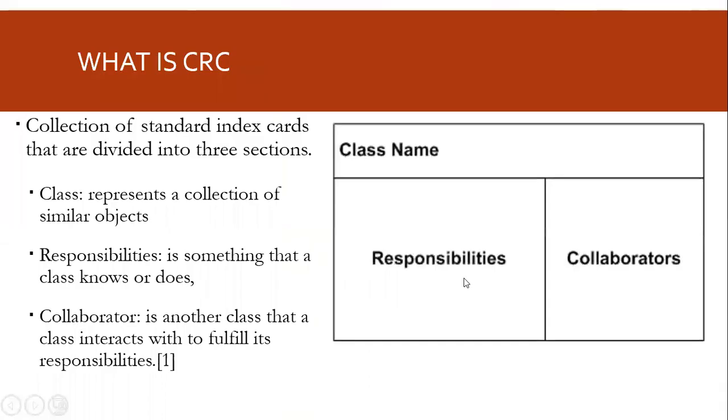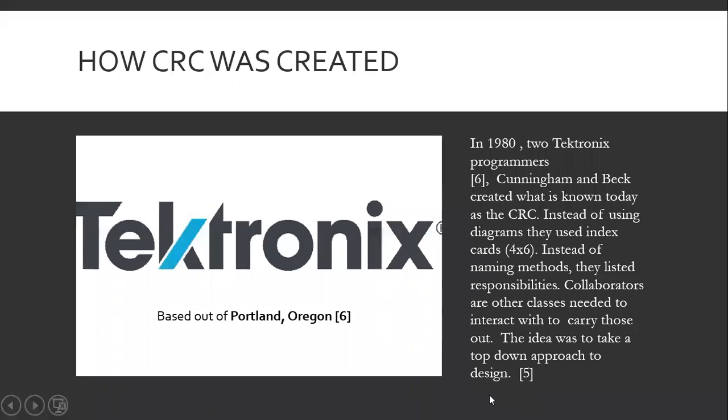So what is the CRC? It's a collection of standard index cards that are divided into three sections. Class represents a collection of similar objects. Responsibilities are something that a class knows or does. And collaborator is another class that a class interacts with to fulfill its responsibilities. So you have class names on the top, responsibilities on the left, and collaborators on the right.